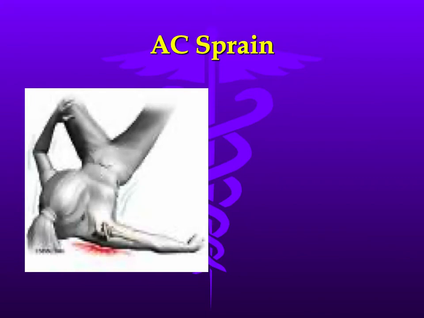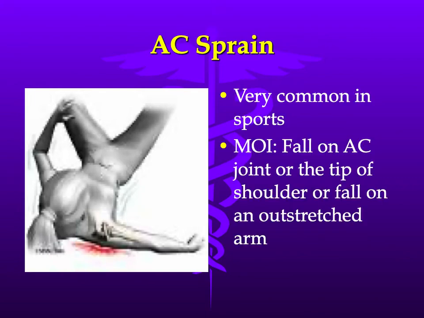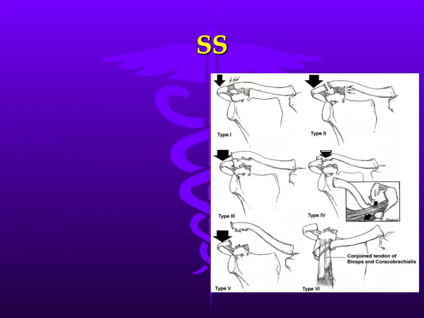Our next injury is an AC sprain. Very common in athletics. Similar to a clavicle fracture, but we fall on the AC joint, or the tip of the shoulder, or fall with that outstretched arm again. So this picture is to show the way the force goes, that's what the black arrow is. It's where that force is going.